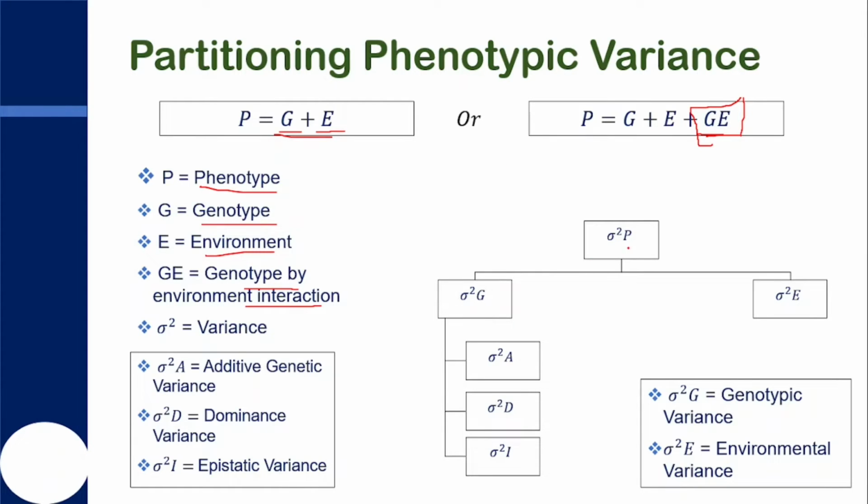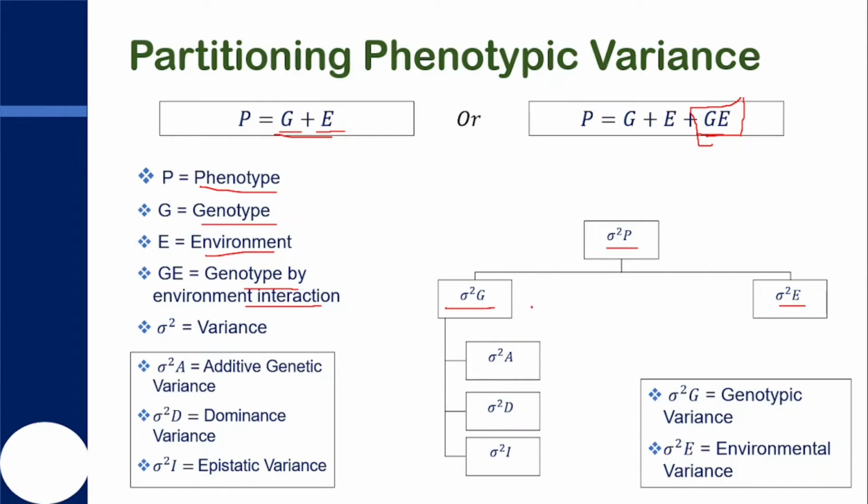So the phenotypic variance is denoted as sigma square P, and it arises due to genotypic variance and environmental variance. So we have just added sigma square in this equation. Sigma square P is equal to sigma square G plus sigma square E. So the variation or variance in the phenotype of a quantitative trait arises due to variance in genotype and variance in environment.